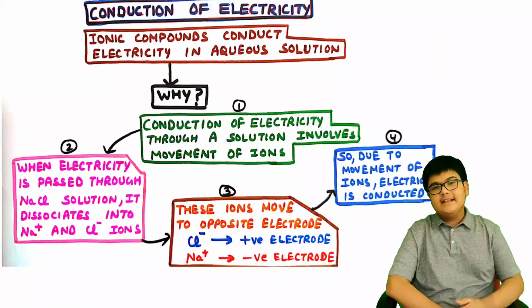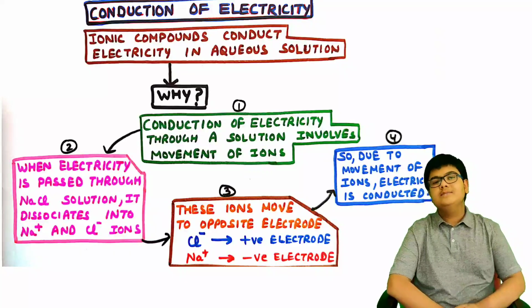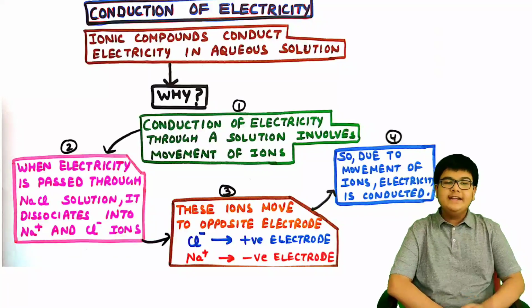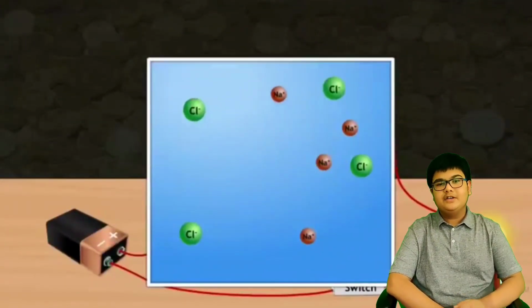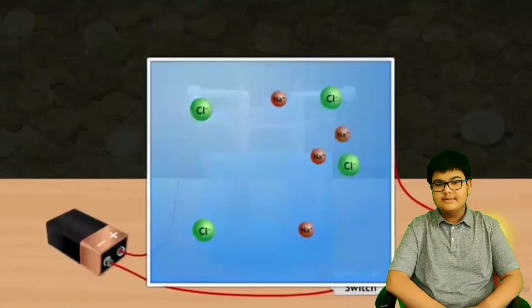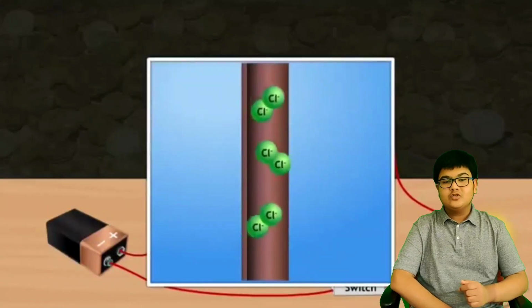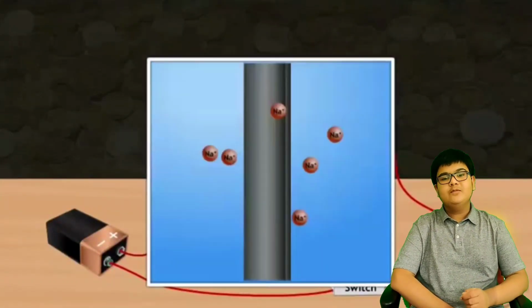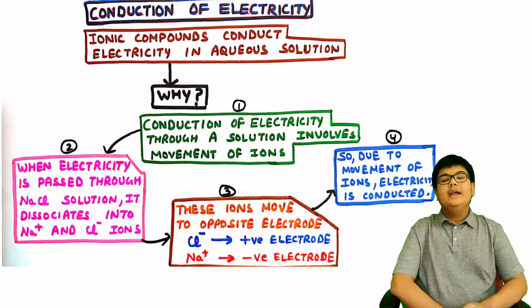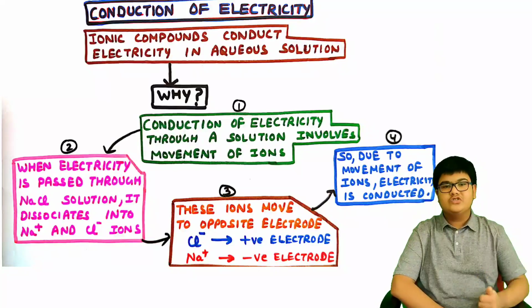Now let us see the reason for this. Conduction of electricity through a solution involves movement of ions. When electricity is passed through an NaCl solution, it dissociates into Na+ and Cl- ions. These ions move to the opposite electrodes, so Cl- moves to the positive electrode and Na+ moves to the negative electrode. Due to the movement of ions, the electricity is conducted through the solution.